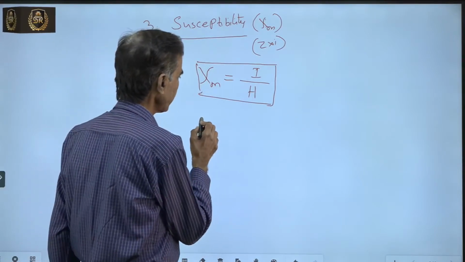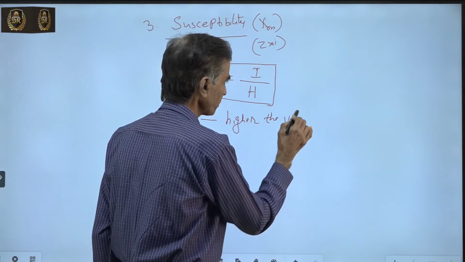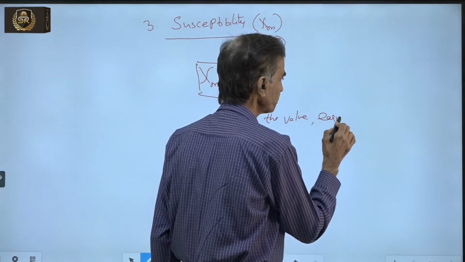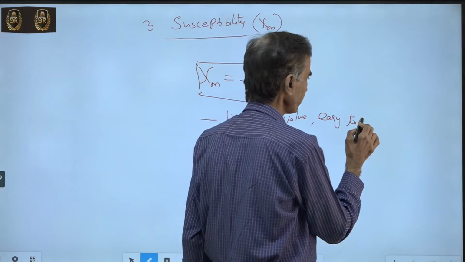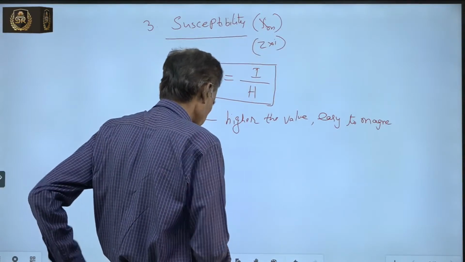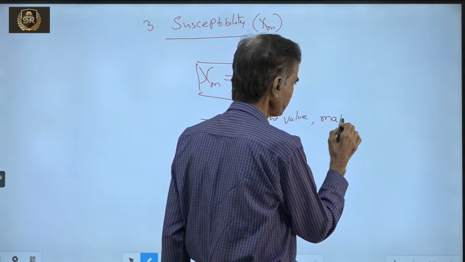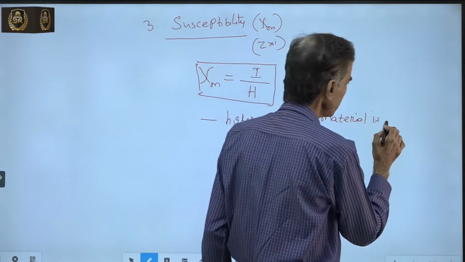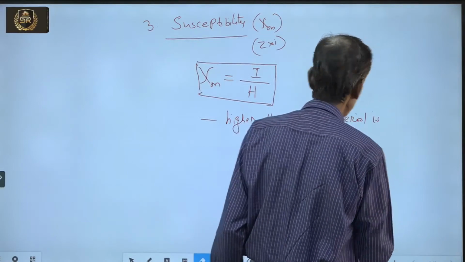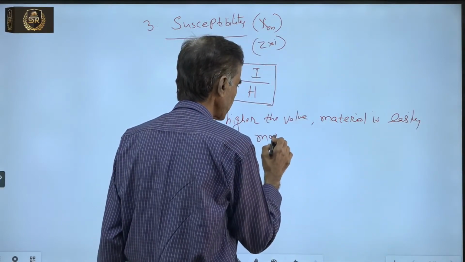Okay. So, higher the value, easy to magnetize material. Higher the value, material is easily magnetized. That's the correct word. Because theory bits are very important.